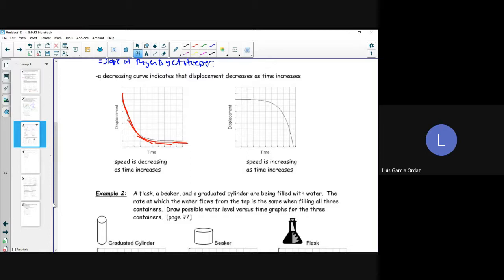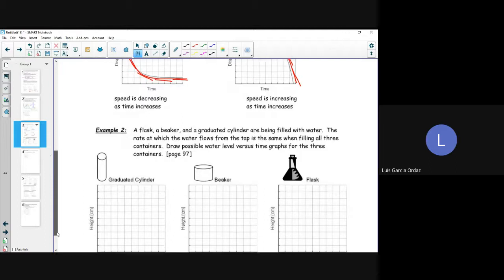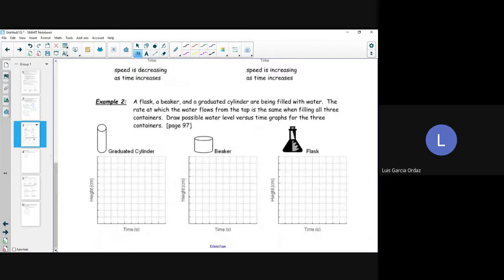And then for the next one, we have the speed is increasing as the time increases. So even though it's a curve going down, the tangents still keep getting bigger and bigger. Okay? We have 2 more examples and then you guys are done.